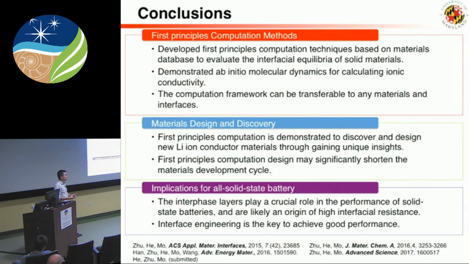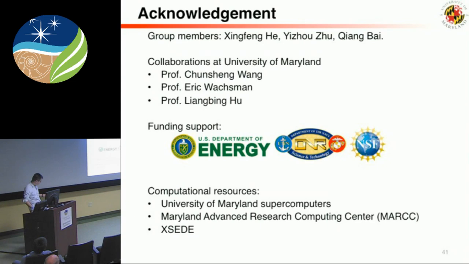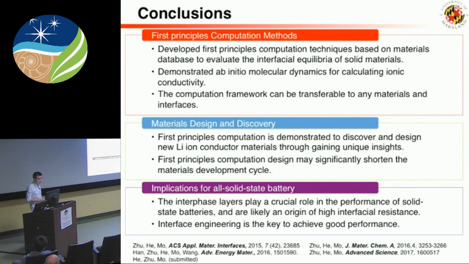We also demonstrate ab initio molecular dynamics simulation in calculating ionic conductivity. Through these techniques we understand what really happens in these fast ion conductors. We also demonstrate how we can predict new materials, which were later verified by experiments, and through that also propose new design principles. And through our interfacial study, we also provide significant understanding of why the interface is not so good for some of the materials, and how interfacial engineering is key to improving battery performance.